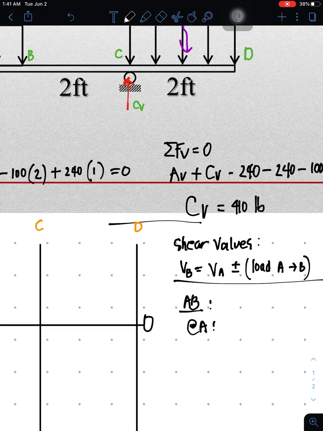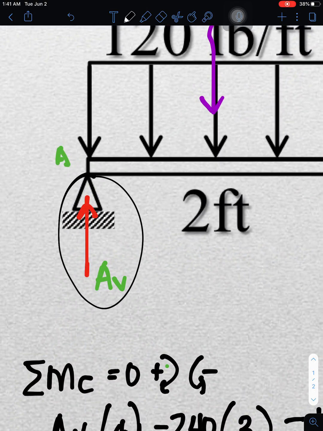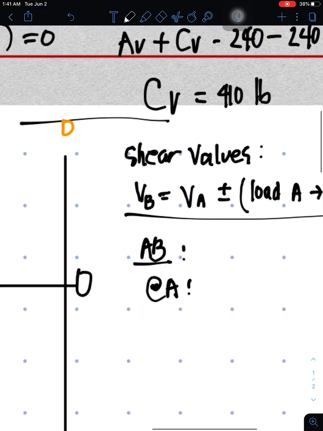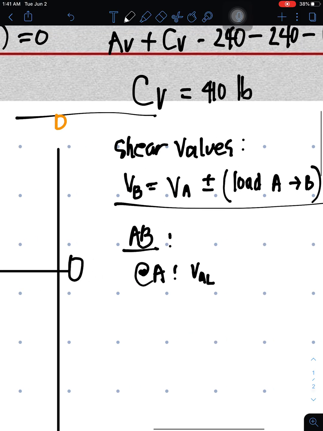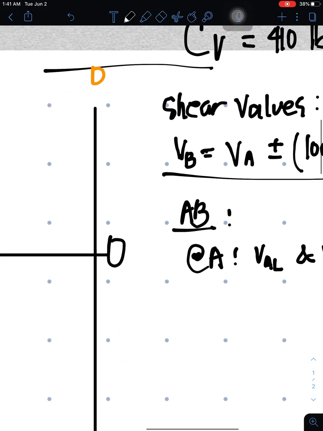At point A, there is a support reaction. So that is a concentrated load, so there would be two values of shear. Because there is a concentrated load, there are two values at A. That's the shear left of A and shear right of A. So basically, we start with the shear left of A.